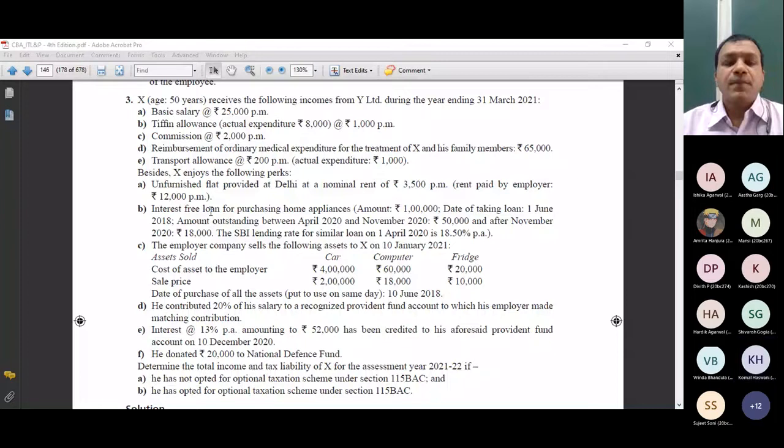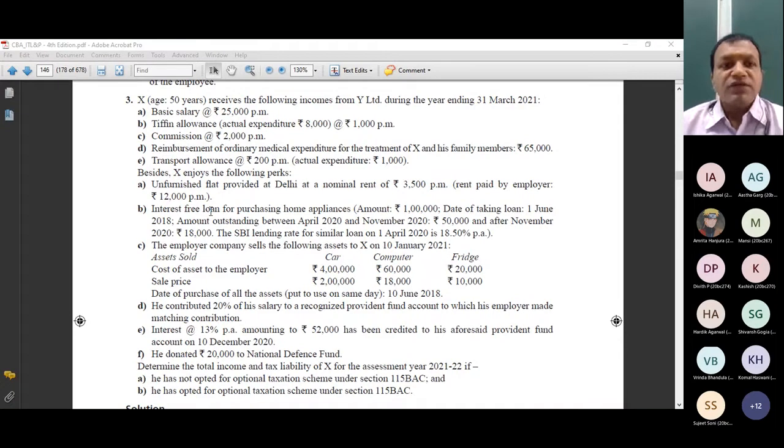So entirely taxable, because Tiffin allowance is not that allowance where exemption depends upon actual expenditure. It is not that allowance where exemption depends upon provisions of the act. It is not a house rent allowance. It is not an allowance which is fully exempt. So that means fully taxable. Actual expenditure doesn't make any sense. Entire amount will be taxable.